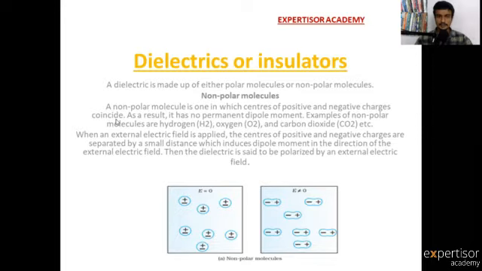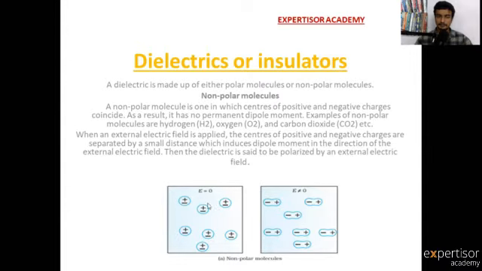This means that in the insulator there are positive and negative charges, and both of these centers coincide like this. As a result, it has no permanent dipole moment. Examples of non-polar molecules are hydrogen, oxygen, carbon dioxide, etc. When an external electric field is applied, the centers of positive and negative charges are separated by a small distance, which induces a dipole moment in the direction of the external electric field.